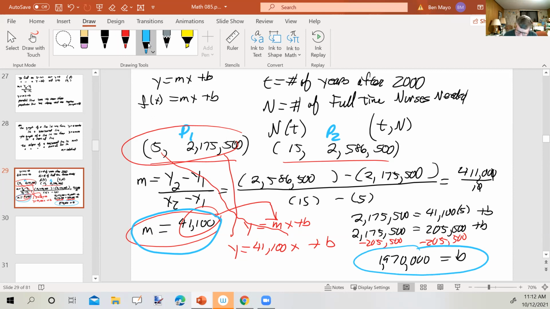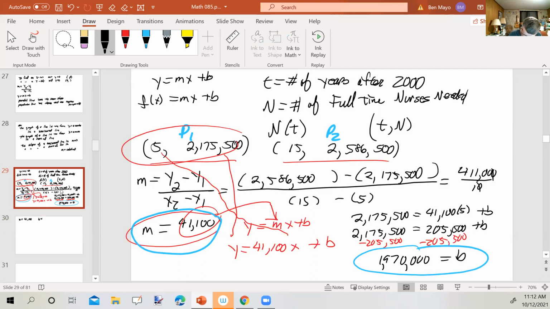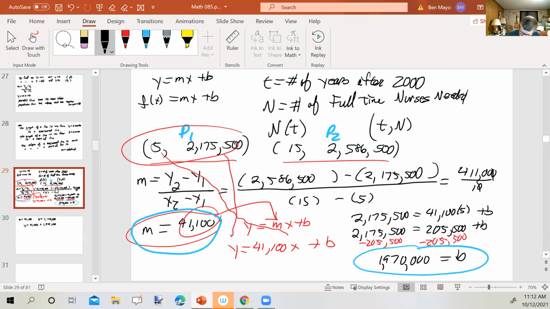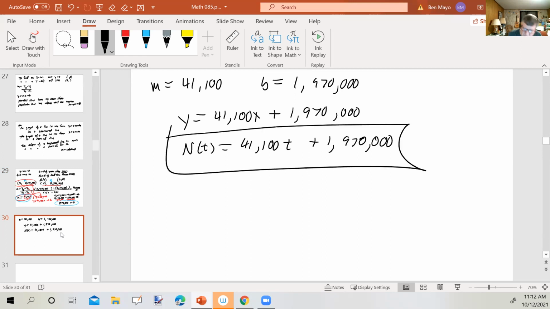Okay, I'm going to take that information to the next page. The slope was 41,100 and the y-intercept was 1,970,000. So that would give me y equals 41,100x plus 1,970,000, but it's supposed to be t and N of t. So N of t equals 41,100t plus 1,970,000. So there's the answer.